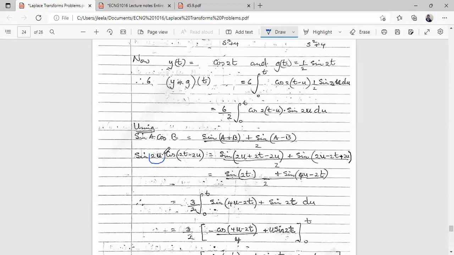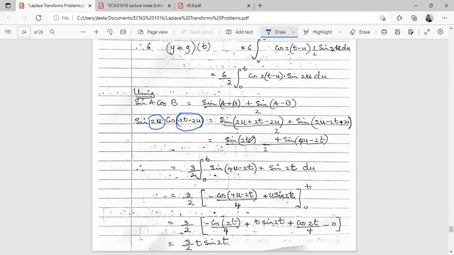So your A being replaced by this, and your B being replaced by this whole thing here, right? So that would be sine 2u plus 2t minus 2u plus sine 2u minus this. So that will be minus 2t plus 2u. And if you simplify this here, of course, you'll get sine 2t.